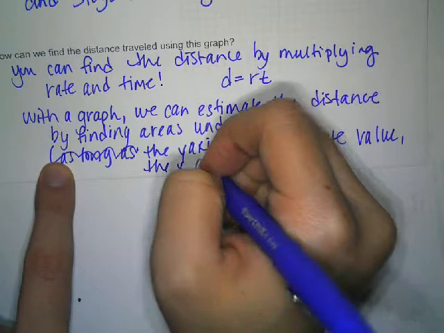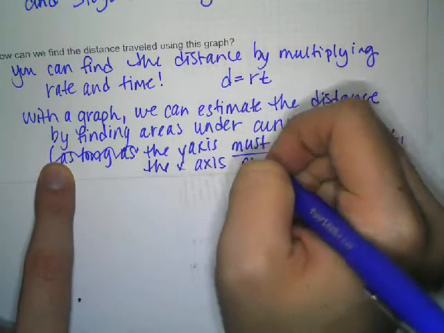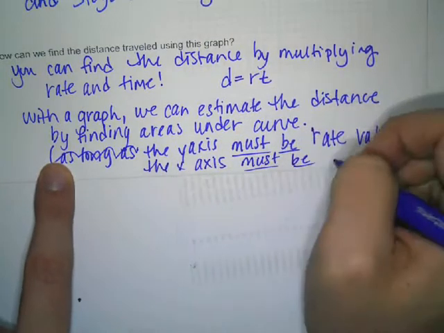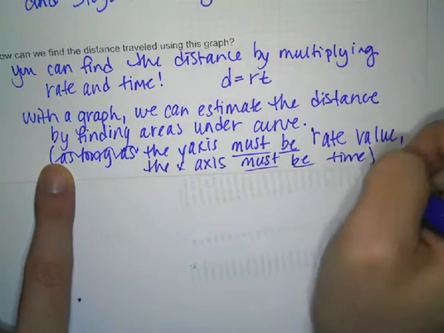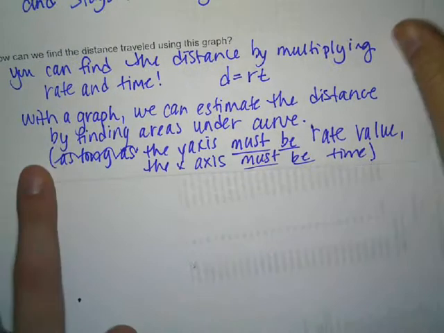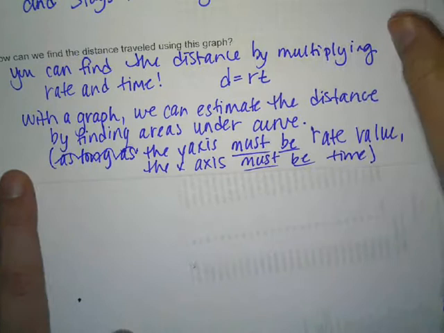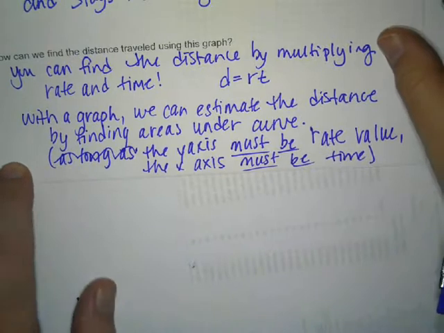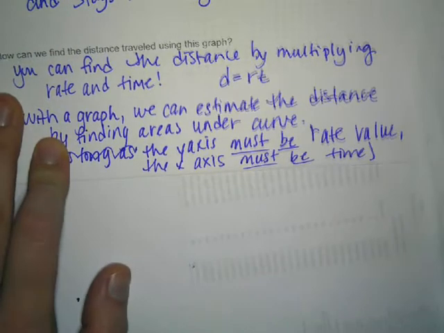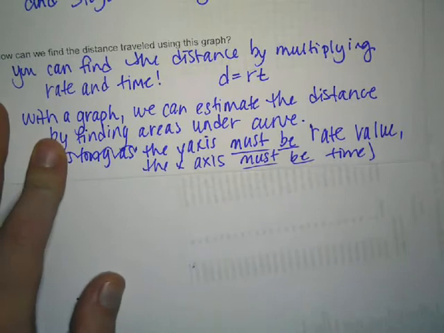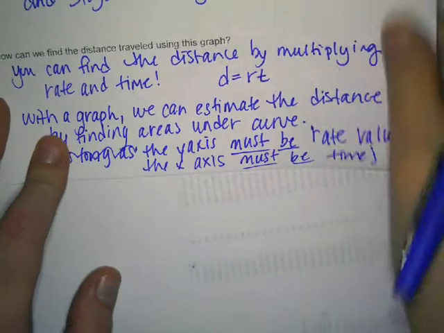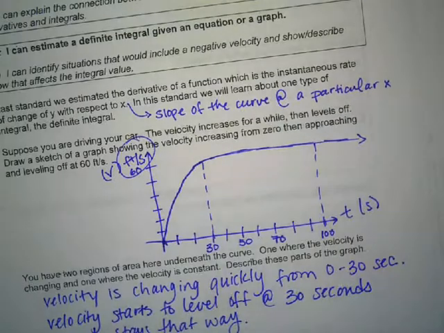The x-axis must be time. If those don't match up, then you can't find distance using area underneath the curve. Okay, so let's actually approximate before we flip the page here. Let's go ahead and approximate what these areas are.